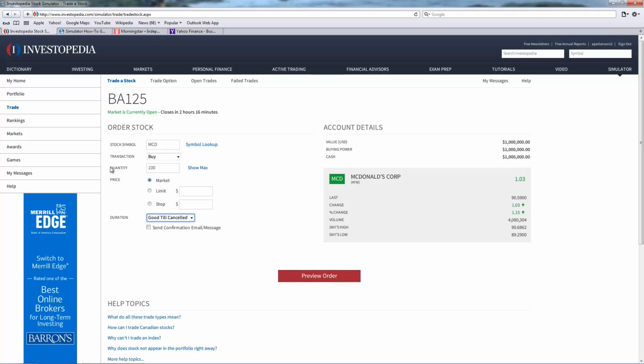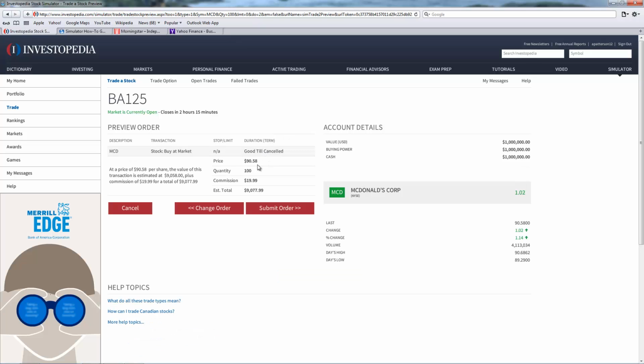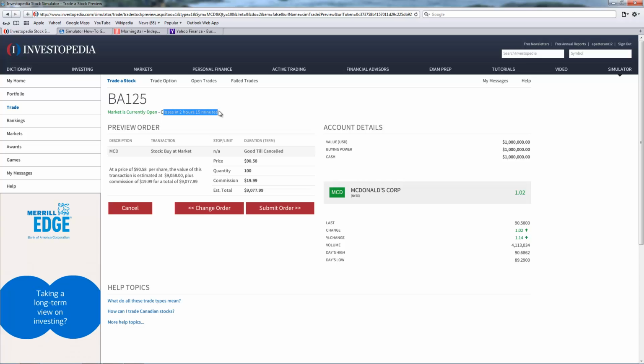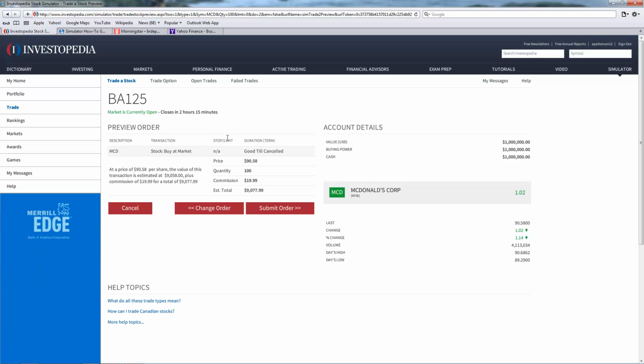Also, the stock market is not open on holidays, so you want to check that. You can still put in an order and buy an order on a holiday or on a weekend, but it won't actually go through until the stock market opens. So the stock market is still open today for 2 hours and 15 minutes. So I should still be able to do this trade.